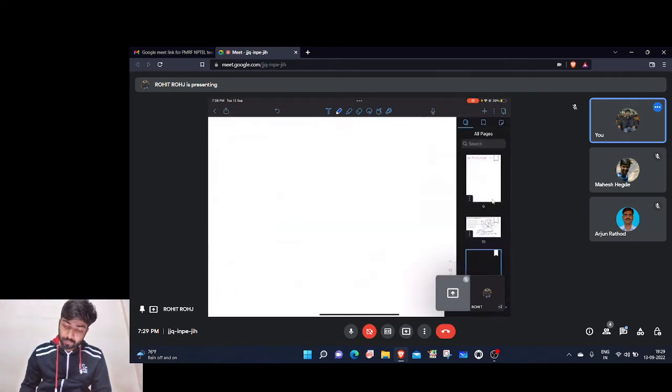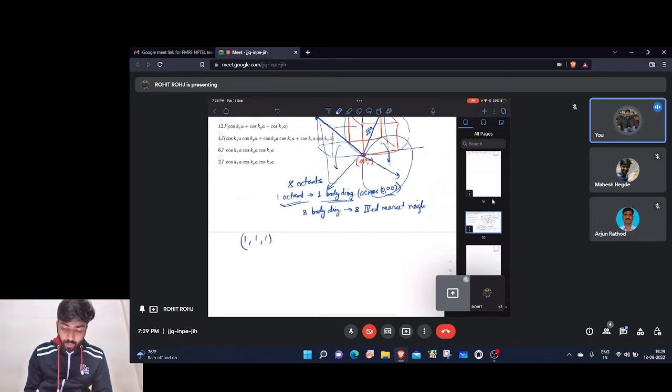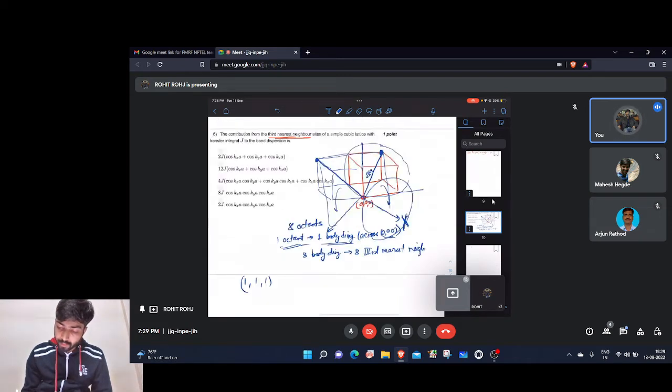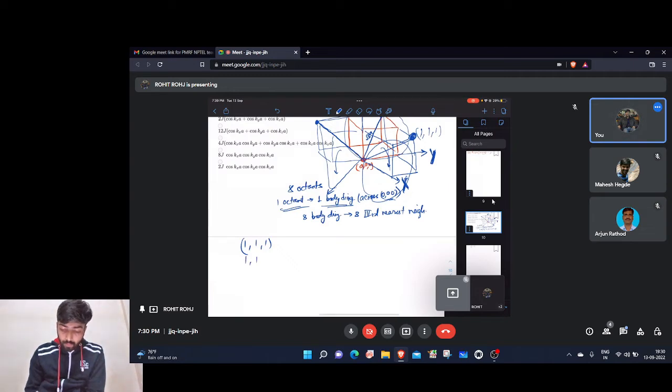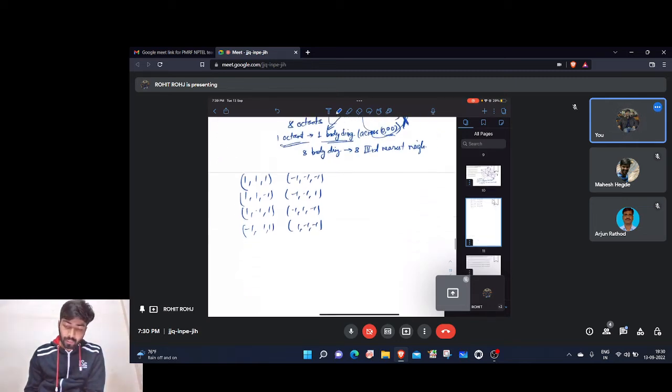So if I draw, let's say 1 1 1 is the point. Now if I take this as the plus x and this as the plus y, this will be plus z. 1 1 1 would be a point, this point, which is the body diagonal from here. We can draw variations for 1 1 1, we can do the permutations: 1 1 minus 1, 1 minus 1 1, minus 1 1 1, and so on, up to minus 1 minus 1 minus 1. So these are the 8 combinations of the 8 neighbors we can draw.